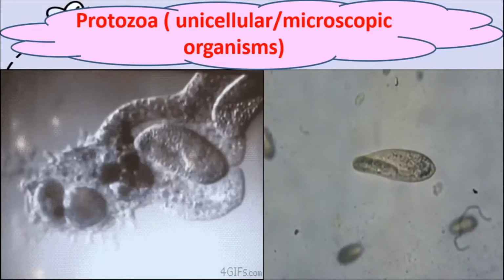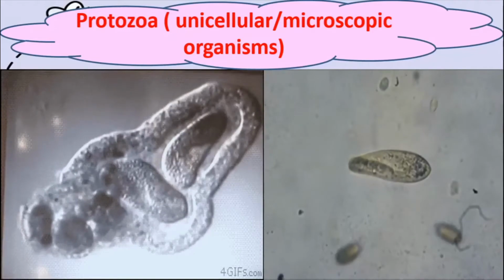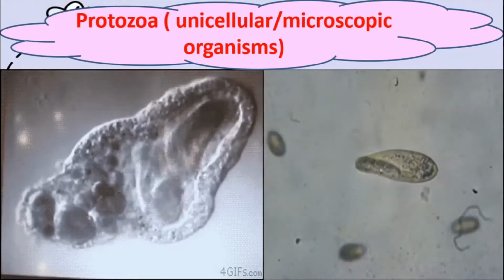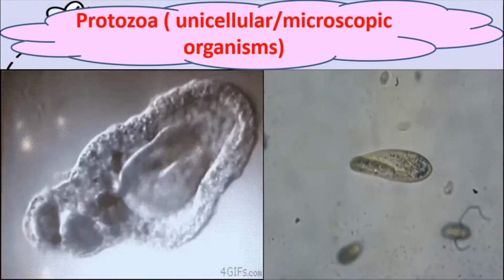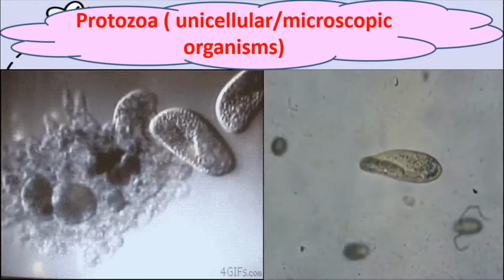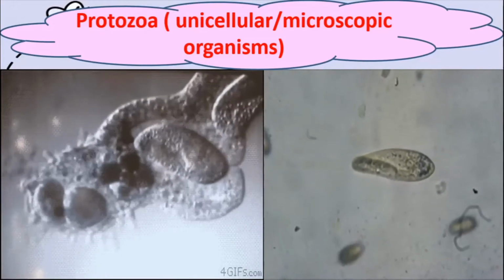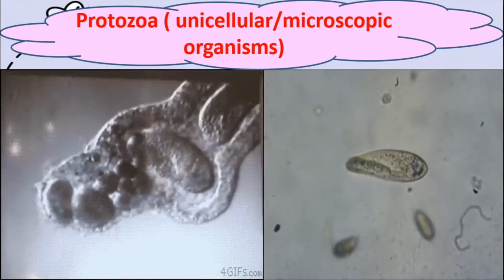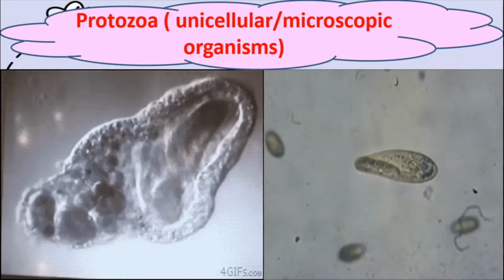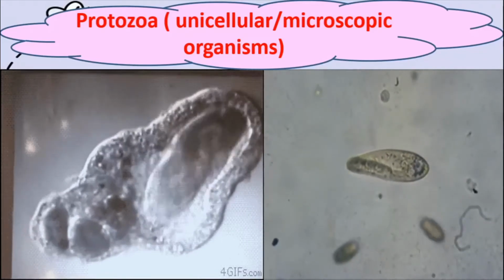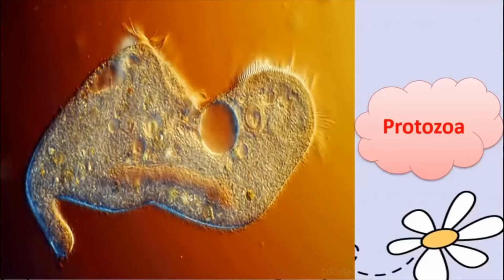So what are these called? These are called protozoa. Okay, protozoa means unicellular organisms. Uni means one, unicellular, one cell. So a protozoa is a single-celled organism. So these were the organisms which first appeared on the earth, that also in the water. Okay, so you can see this. These are all examples of protozoa or unicellular organisms.